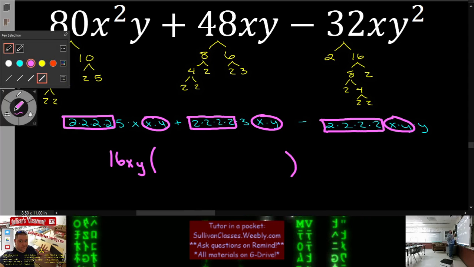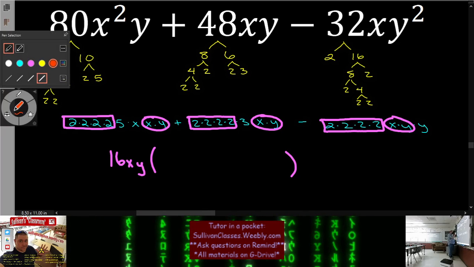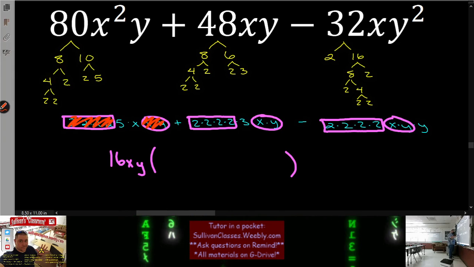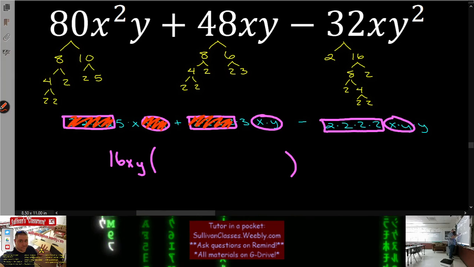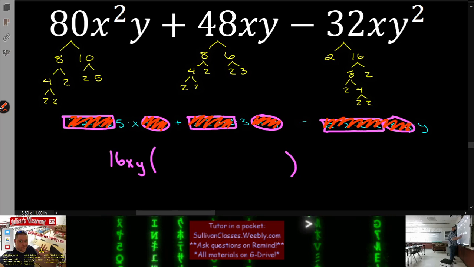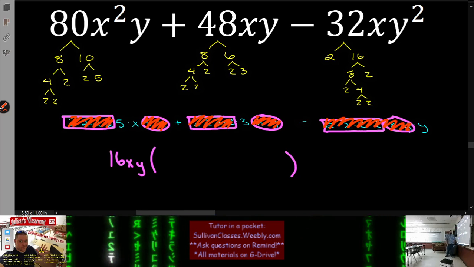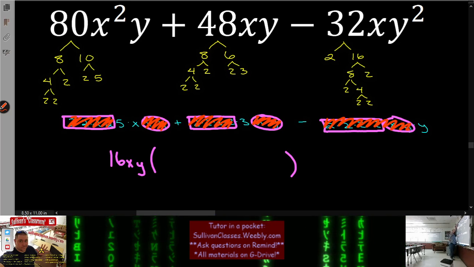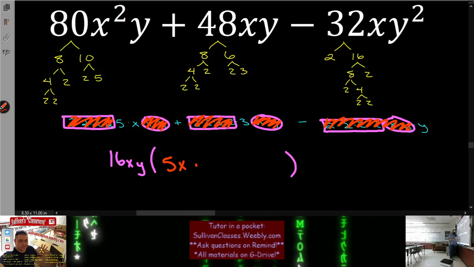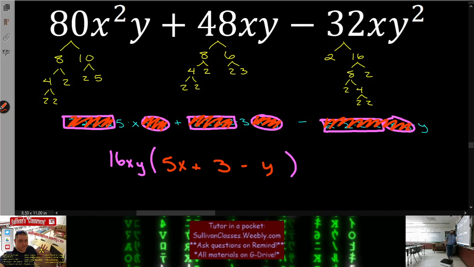Remember, I'm dividing by these. So when I divide by all that stuff, then these are going to cancel out because they're all going to turn into ones. But it's going to show me what's left. If I divide each of these terms by 16xy, I'm left with a 5x, a 3, and a minus y.